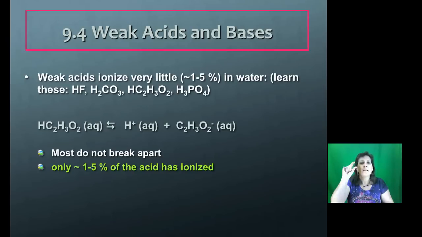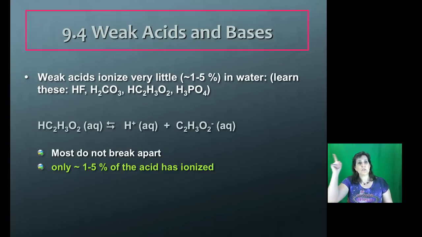They only break apart a little bit. Let's look at the example of the acetic acid in water. We can see now a double arrow. That's because the reaction does not go all the way to the products. So we have a double arrow because most of it stays over on the reactant side.